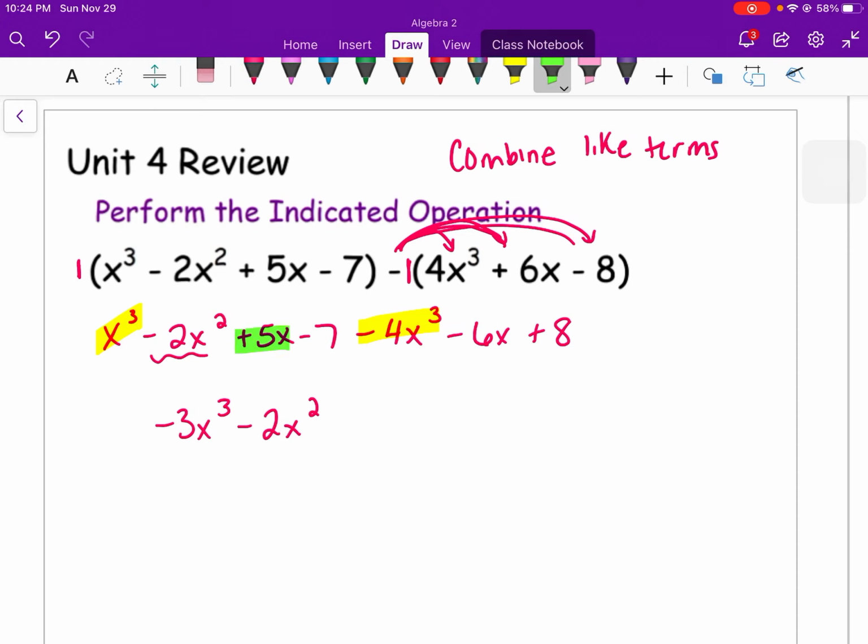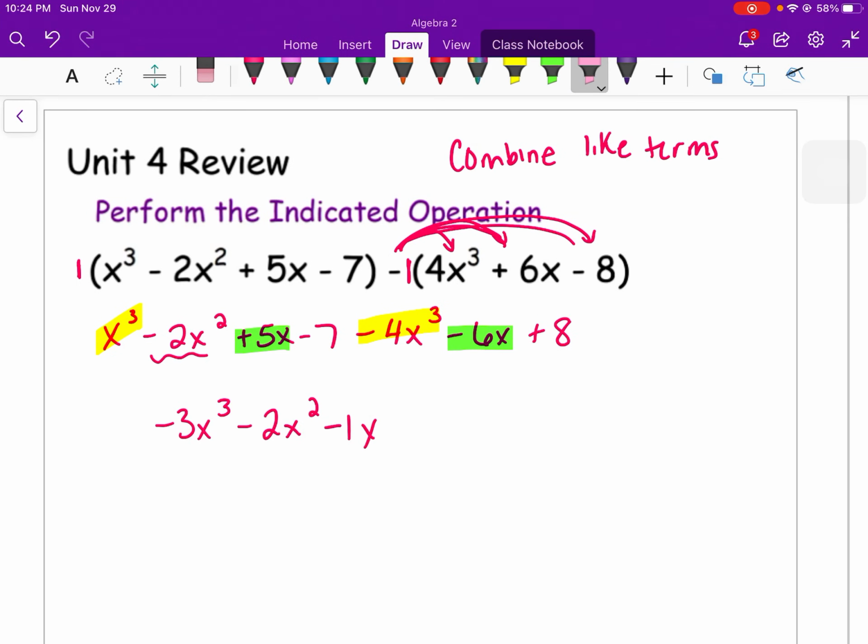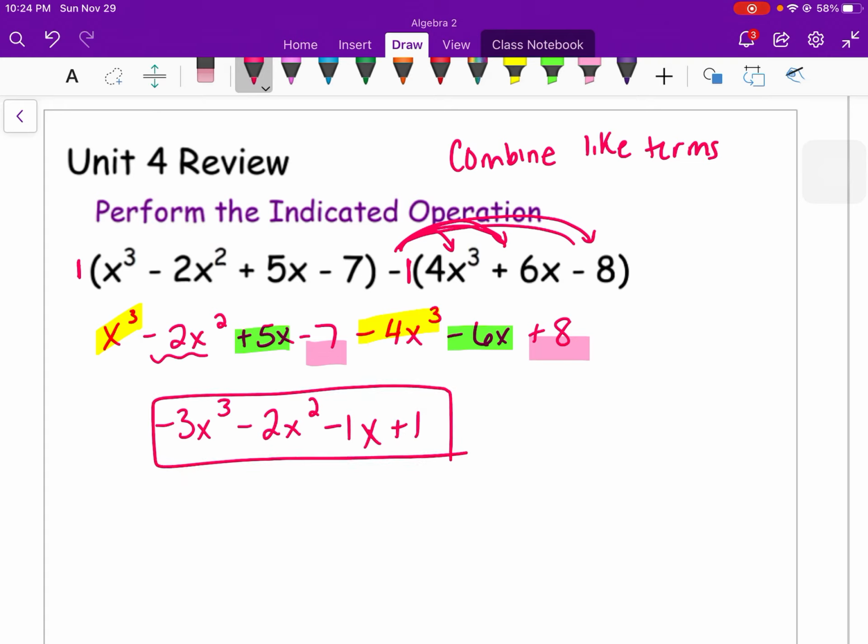Then we have a plus 5x and a minus 6x. 5 minus 6 is -1x. And then -7 plus 8 would be +1. So just combining like terms. And we add the coefficients when we combine like terms and keep the exponent part the same.